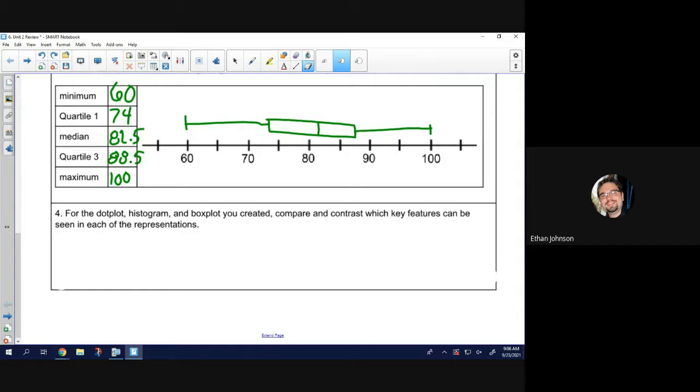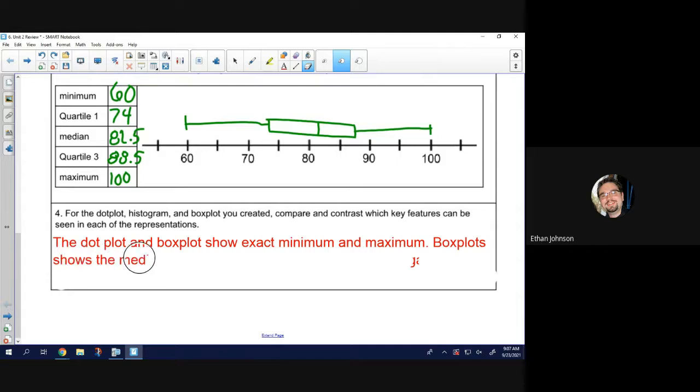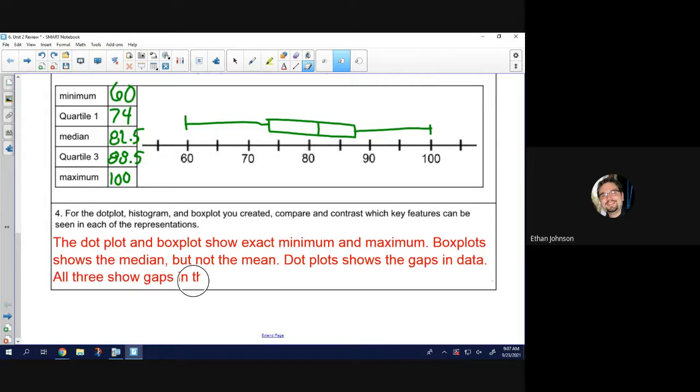Now, this is an example of what we could write. So, the dot plot and box plot show exact minimum and maximum. Box plots show the median, but not the mean. Dot plots show the gaps in the data, and all three show gaps in the distribution. Histograms show the distribution.